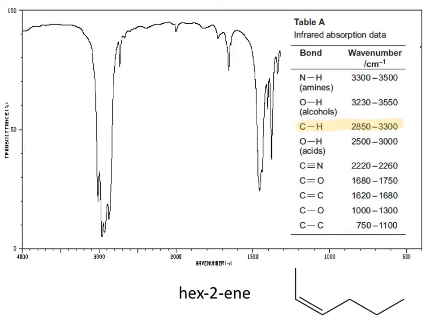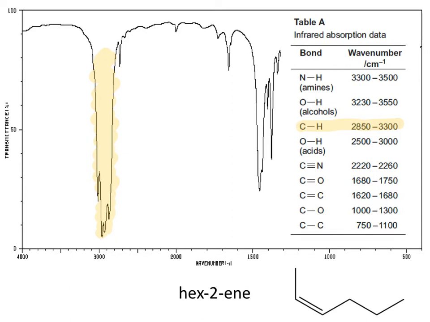Just before we look at this molecule specifically, I do want to highlight at this point, because it's always going to be there, this carbon-hydrogen peak. You'll see it's in the region 2,850 to 3,300. It is this absorption here. And so this actually will feature in every spectrum that we see from now on.